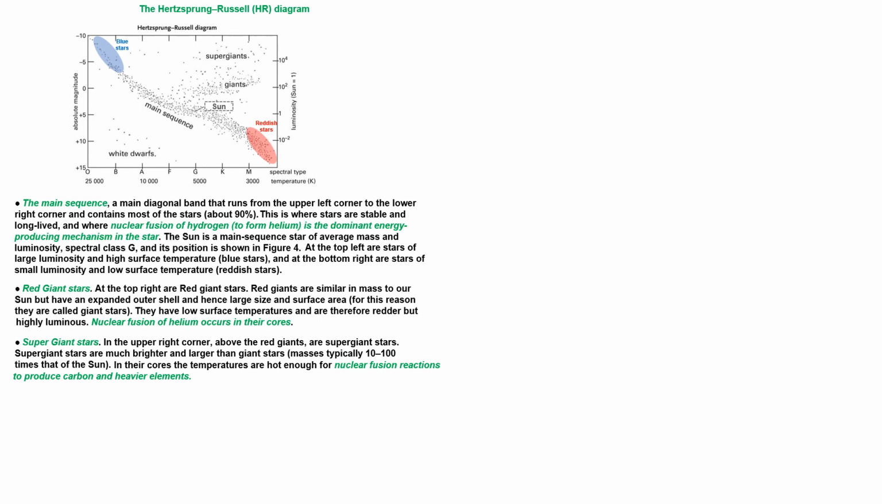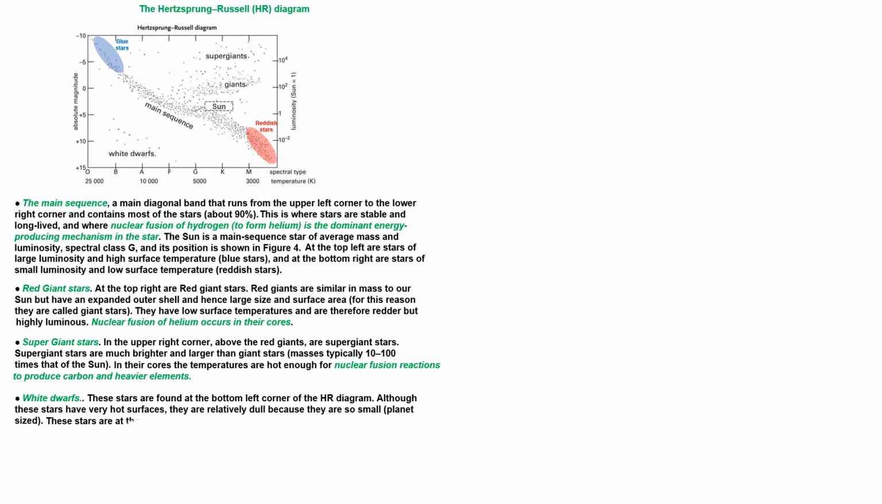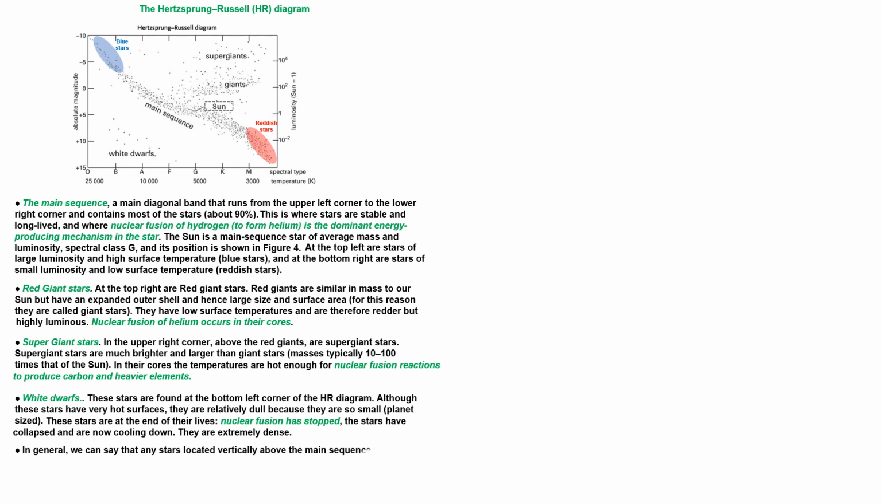White dwarfs. These stars are found at the bottom left corner of the HR diagram. Although these stars have a very hot surface, they are relatively dull because they are so small. These stars are at the end of their lives. Nuclear fusion has stopped. The stars have collapsed and are now cooling down. They are extremely dense.